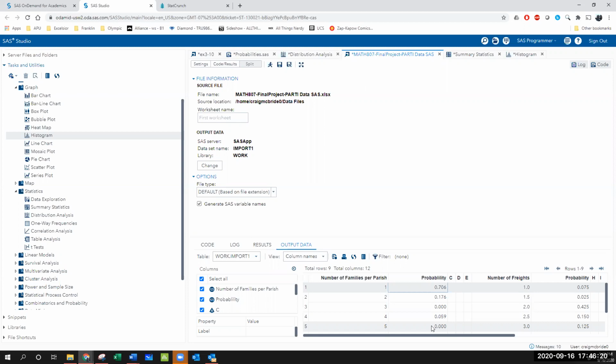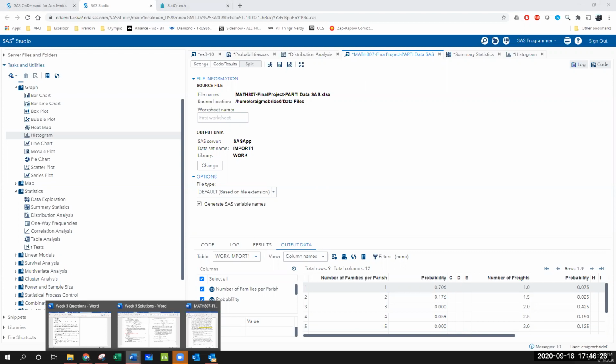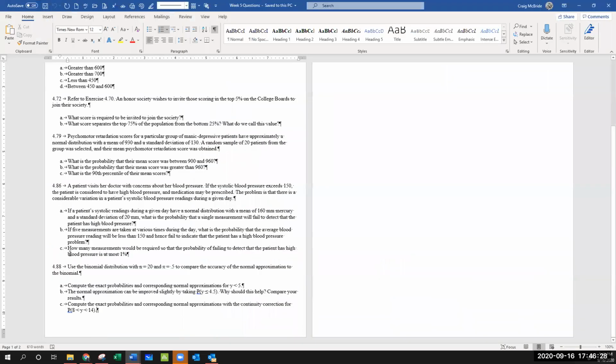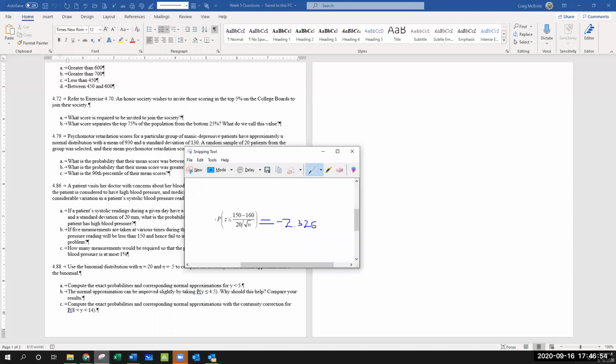What about 486C? Okay, let's take a look at that one. 486C: how many blood pressures would be required so that the probability of failing to detect that the patient has high blood pressure? Okay, so this is one of those where you have to work backwards, find a Z-score and then work backwards from that to find a sample size. So the first thing you have to do is set up this formula and then solve for it.